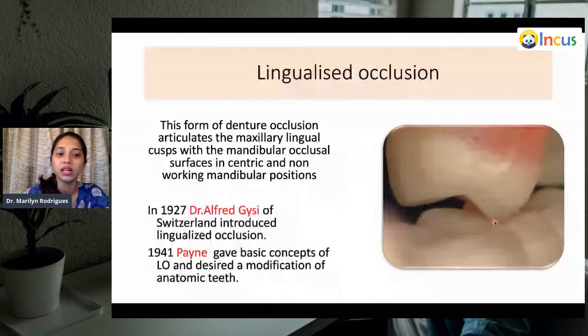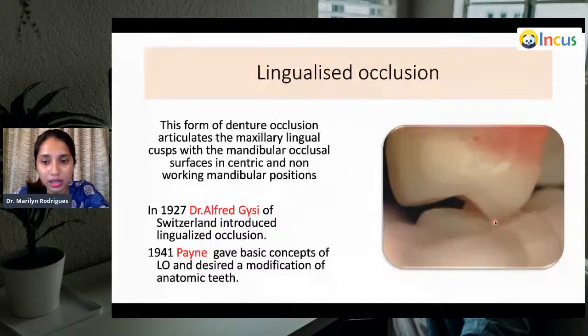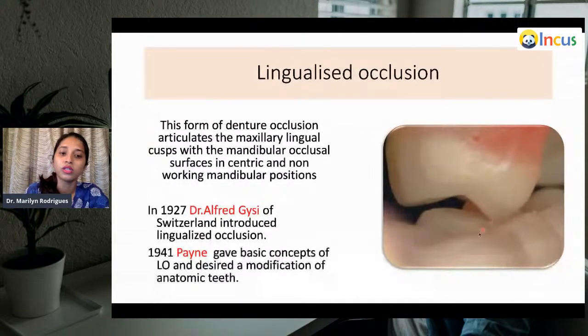It's only the lingual cusp of the maxillary posterior teeth which occludes with the fossae of the mandibular posterior teeth. Now, this concept was given by Dr. Alfred Gysi of Switzerland. He introduced lingualized occlusion. And in 1941, Payne gave basic concepts of lingualized occlusion, and he also gave a modification of the anatomic teeth that you can use to provide lingualized occlusion to your patients.